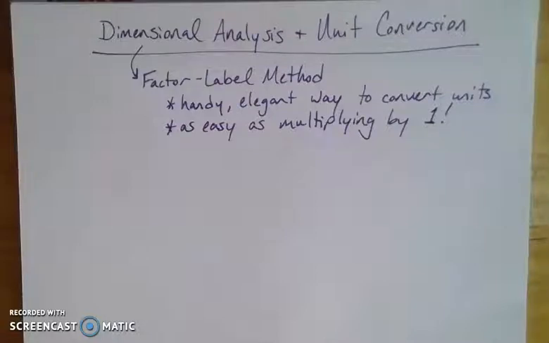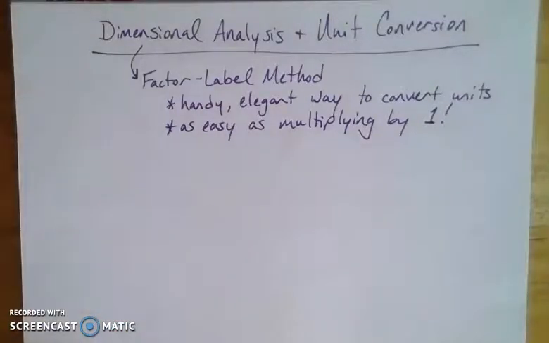Hi guys, I'd like to talk a little bit about dimensional analysis and unit conversion today. This is a strategy that we use to convert from one type of unit to another. The dimensional analysis method is also called the factor label method. I prefer dimensional analysis because I think it sounds more like we're traveling through space and time, but you'll see factor label method in some places.